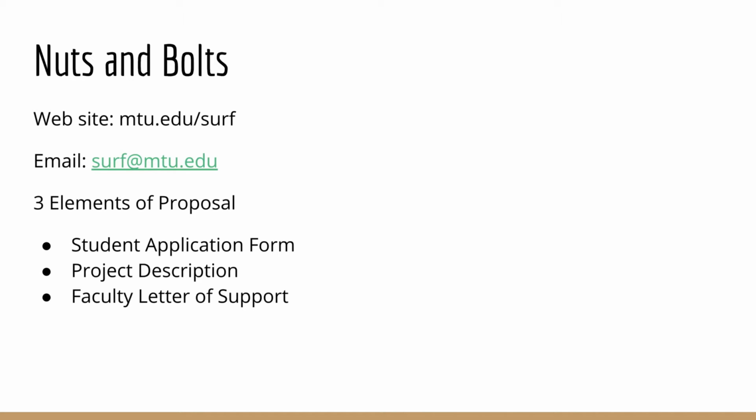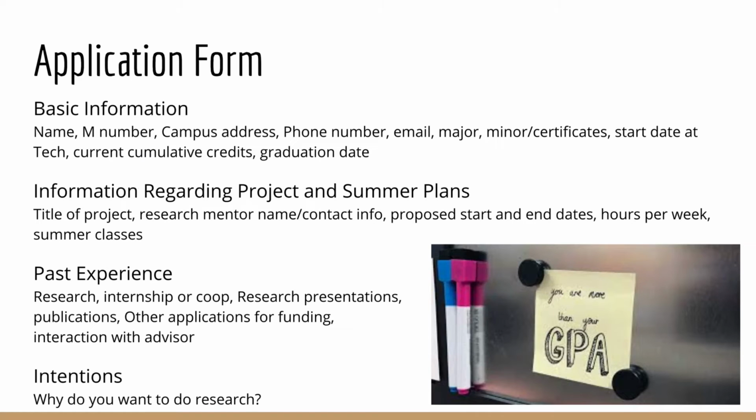Overall, there are 3 elements of a SURF proposal. There's the student application form, the project description, and the faculty letter of support. The student application form consists of 4 areas. There's just basic information about you and how to contact you. Some information regarding your project and summer plans: the title of your project, your research mentor's names and contact information, start and end dates, how many hours per week you can devote to your summer SURF, and your summer classes you might be considering enrolling in.